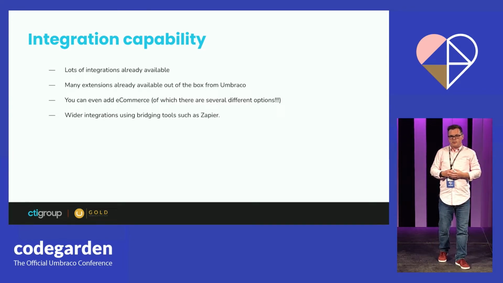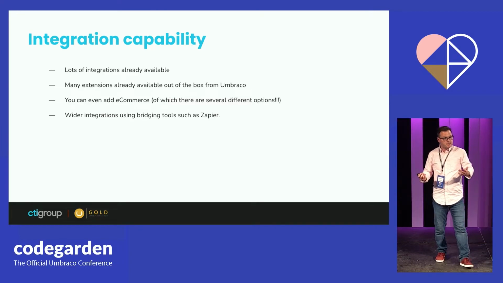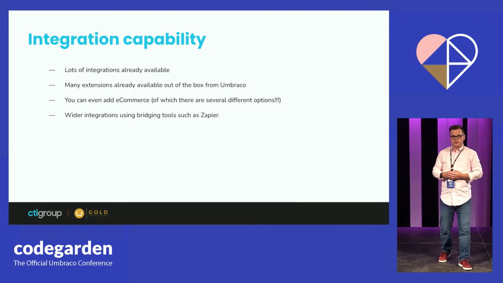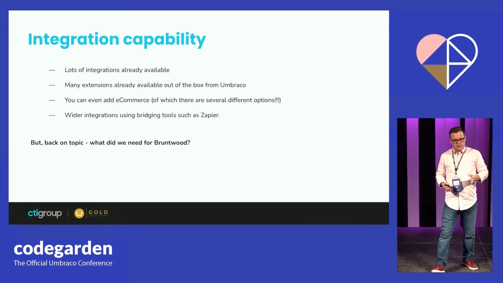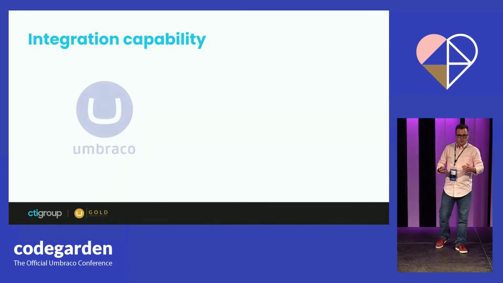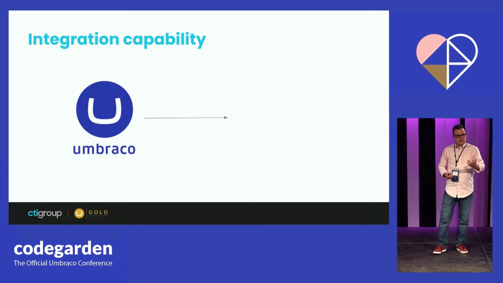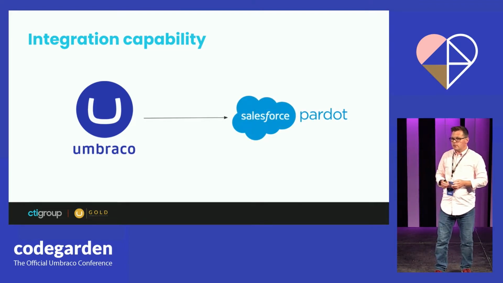They can all be integrated with Cloud and Starter Kit, okay? But then there's wider integrations through tools like Zapier, so we can pull in things from different sources and work with different ways. But let's get back on topic. What did we need this for Bruntwood? Well, Bruntwood needed to take the data out of Umbraco and feed it into Salesforce, into Pardo.